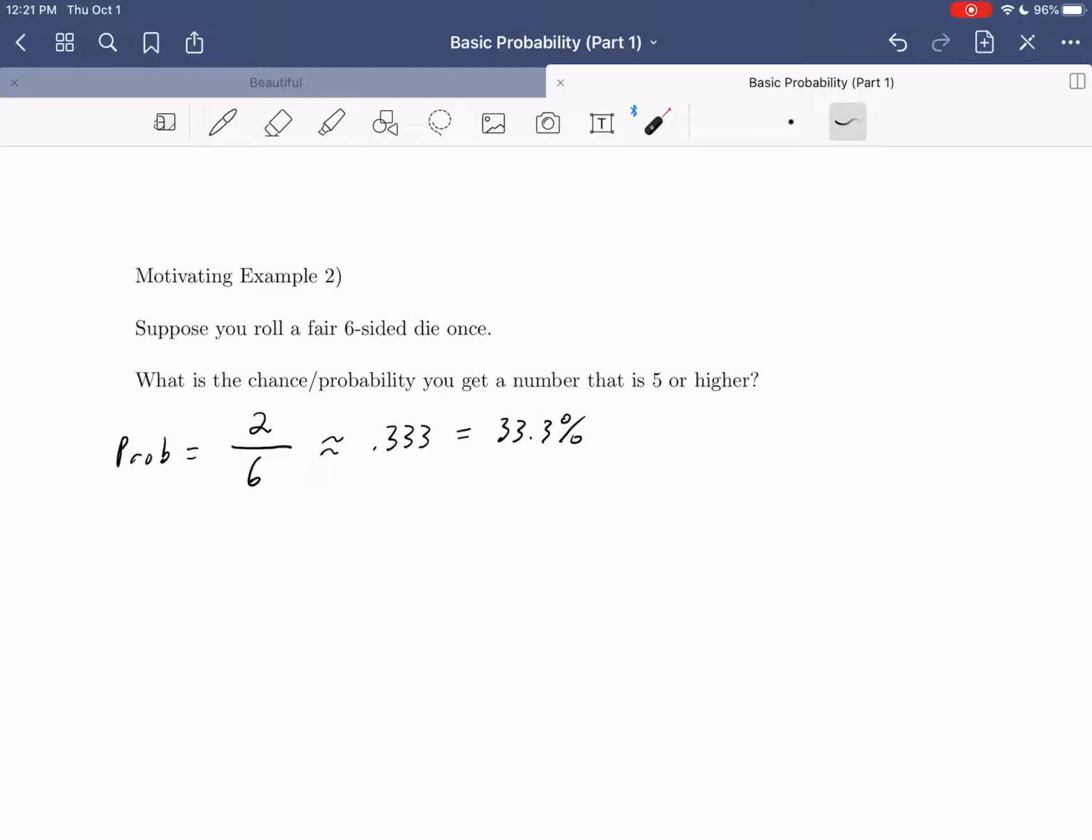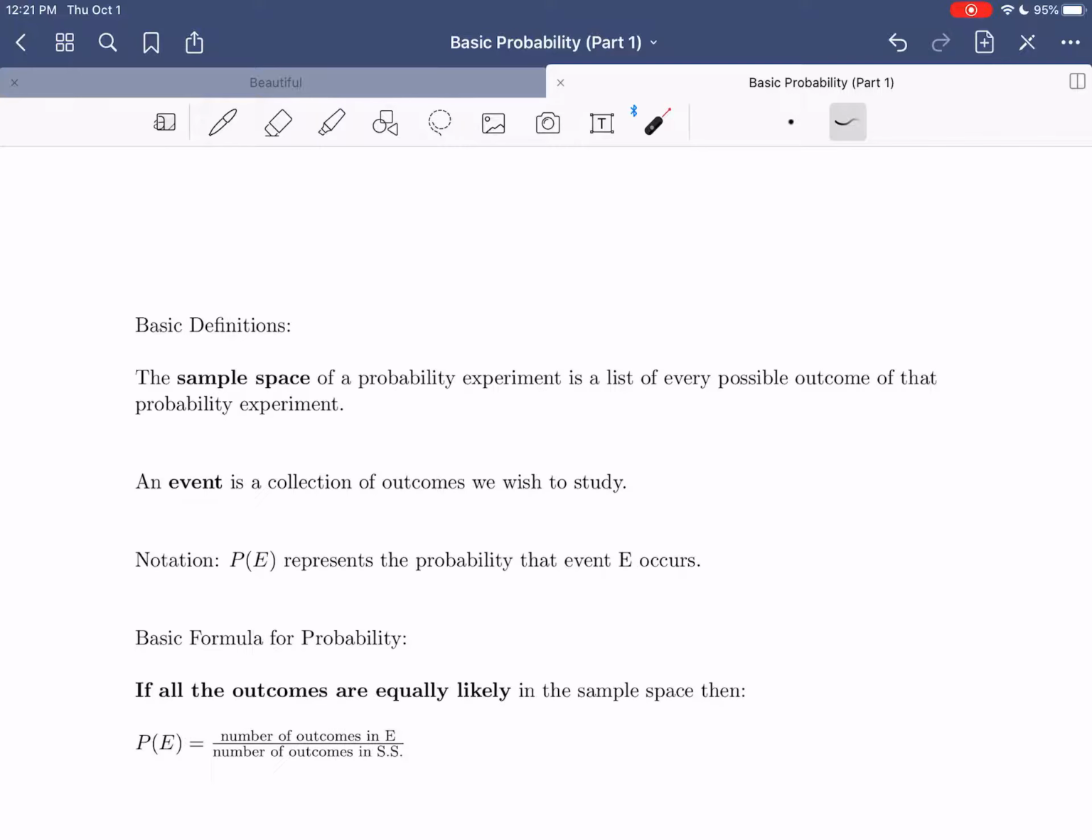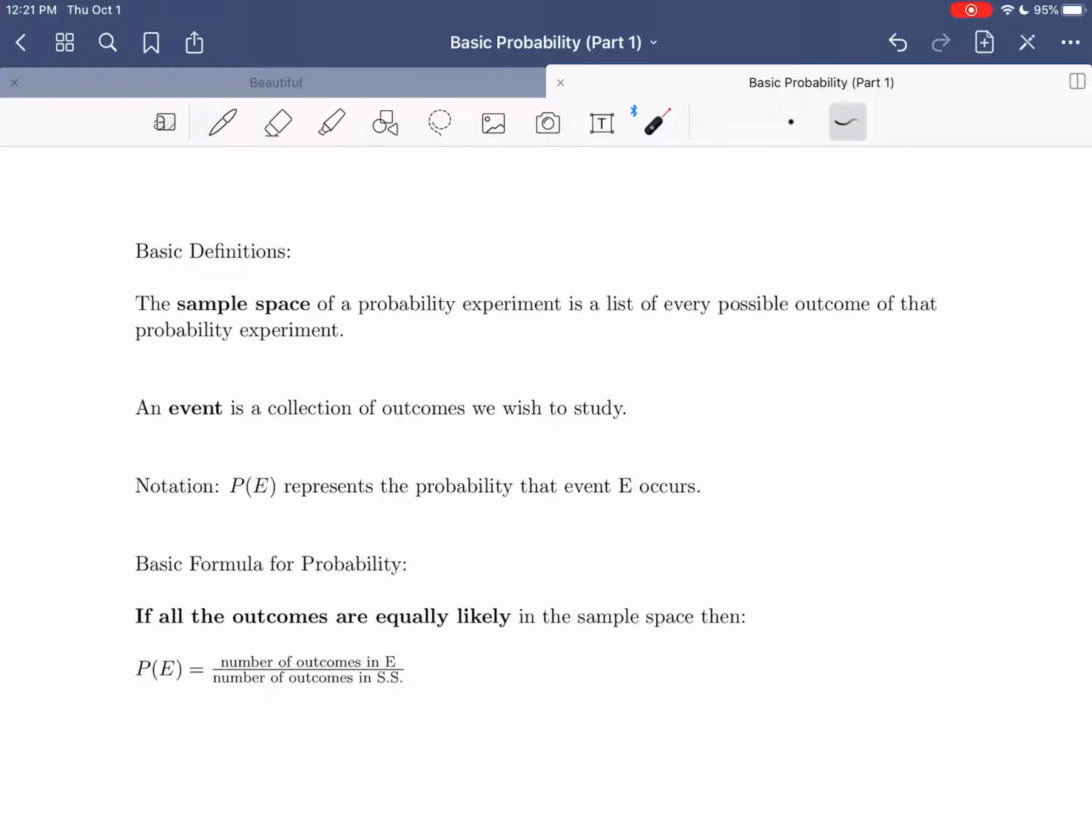Okay, so these are two basic situations that we've probably all encountered before, flipping a coin and rolling a dice, and we're able to just use our intuitive sense to get these probabilities. So now let's give ourselves some terminology, some definitions that explain exactly why the approach that we've been taking here is the correct one. All right, so here are some really important basic definitions about probability.